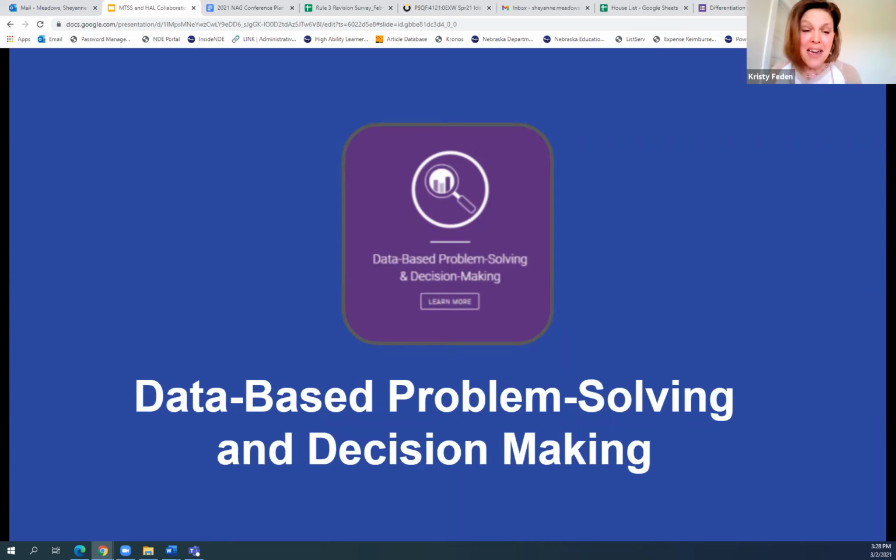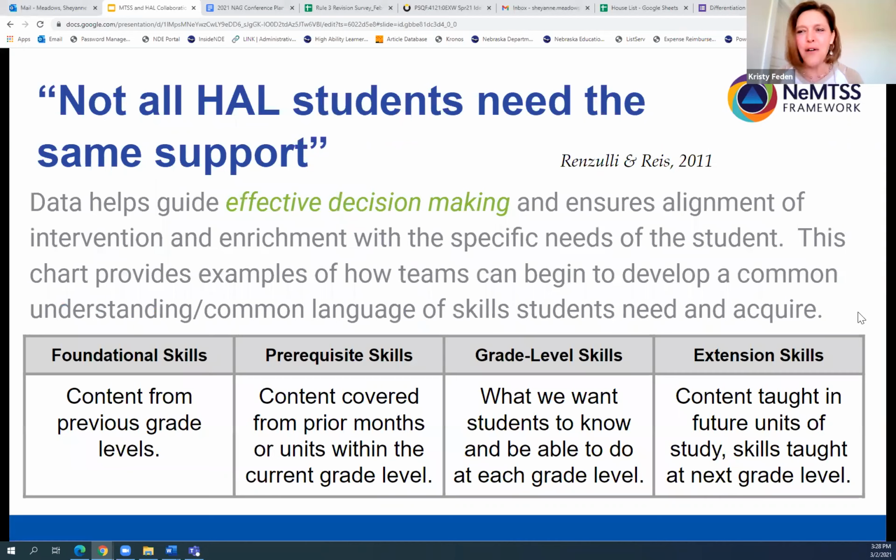So on the next slide here, we're going to introduce data-based problem solving and decision making. And this is where I make my disclaimer that I am a school psychologist by trade, and I love data. So I really hope you all cleared your calendar until about 7 o'clock tonight, because I'm joking. We're not going to talk about it that long. It's going to be quick and down and dirty. But if you do have questions after we go through this, we'll be available for some follow-up.